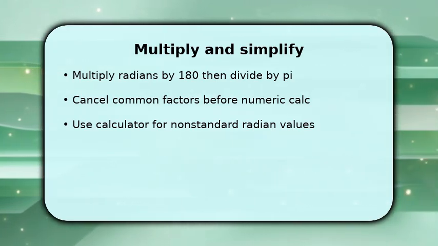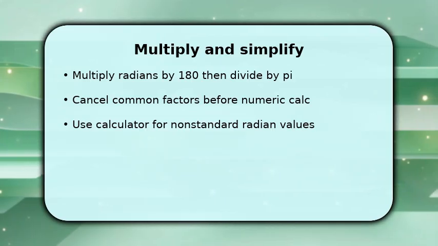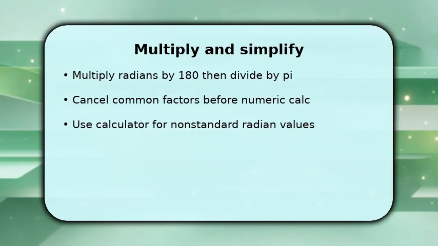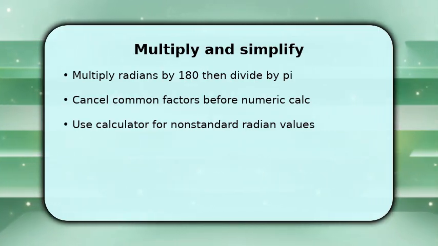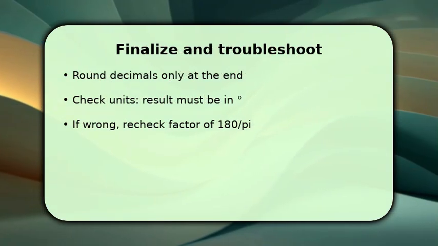Once simplified, substitute the numeric value of pi only when you need a decimal. Otherwise, leave the result in terms of pi for exactness. Make sure to finish, perform the final arithmetic and express the answer with a degree symbol.